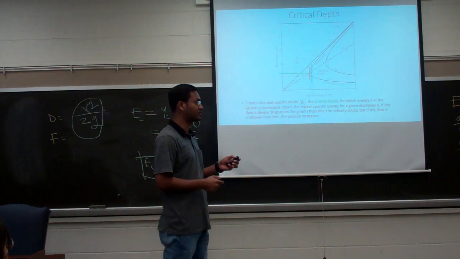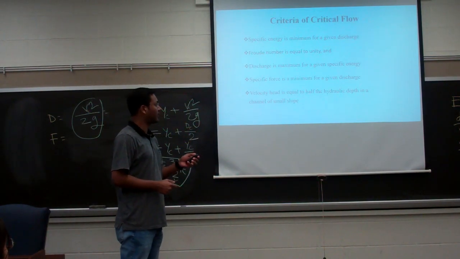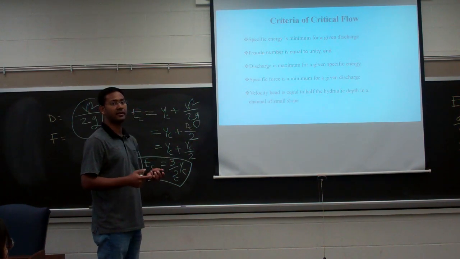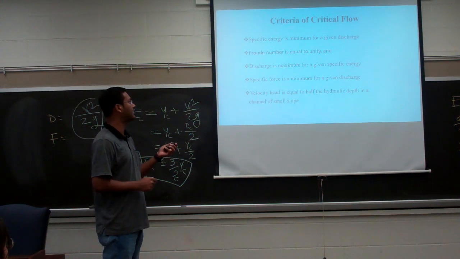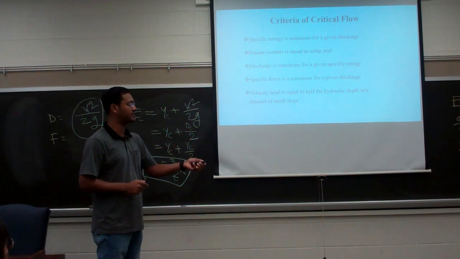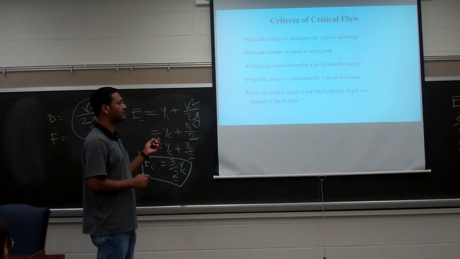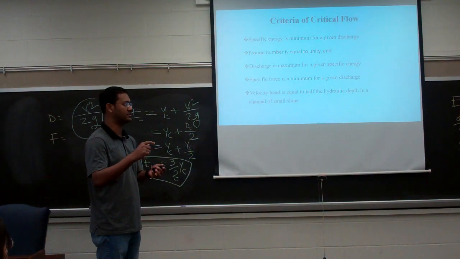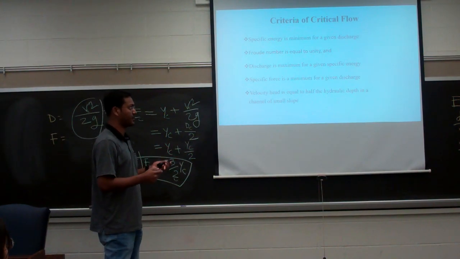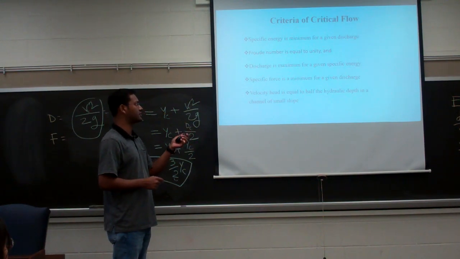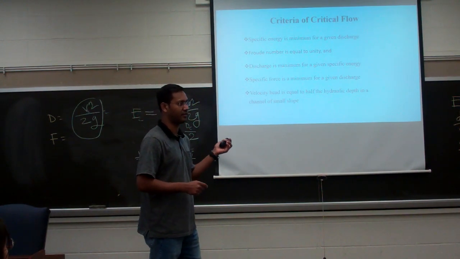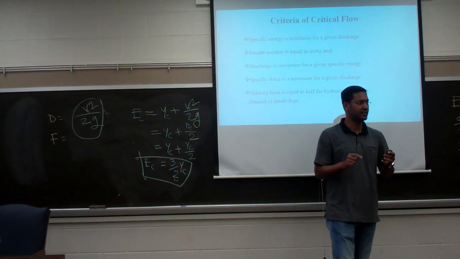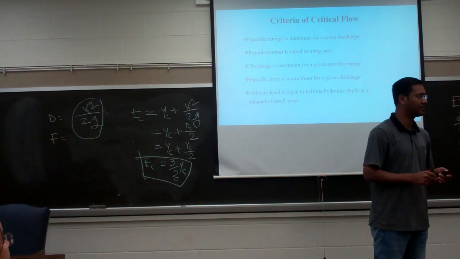The specific force is also minimum. So here, right? See, the specific energy is minimum for a given discharge. We have derived this here, and Froude number is equal to 1. We already know that. And discharge is also maximum. If I differentiate this equation again, I'll be seeing this same equation, which is F is equal to 1, which is the property of critical flow, and the specific force is also minimum, and the velocity head is equal to 1/2 of hydraulic depth. We have proved here, and we also proved for rectangular channel, the specific energy is 1.5 times of critical depth.